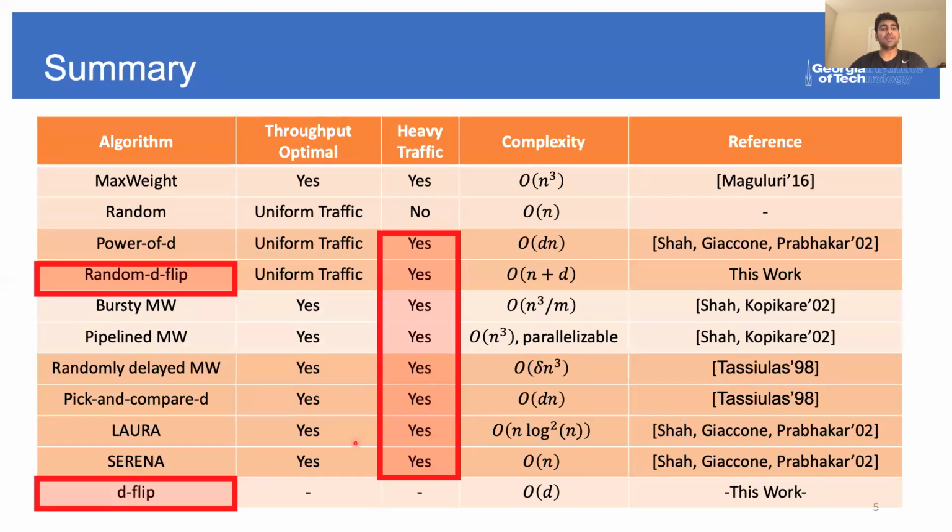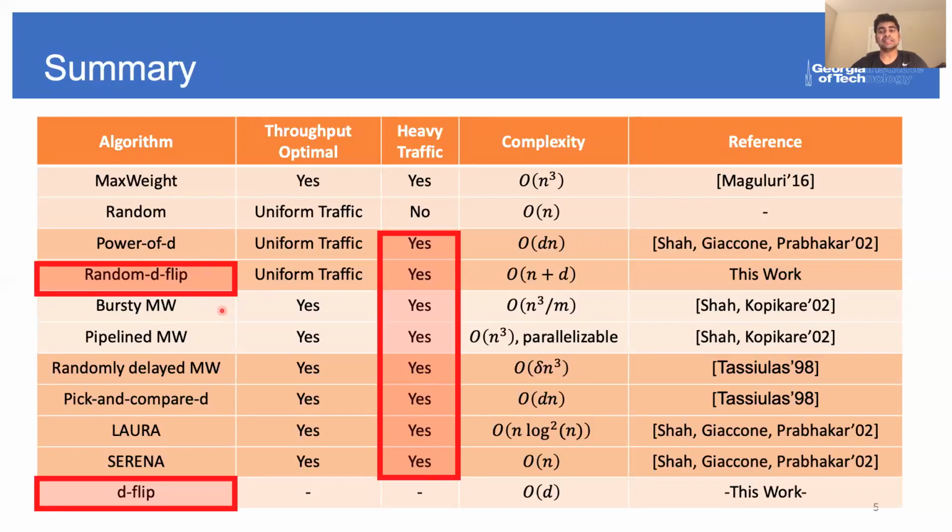This table represents the summary of the work we have done in our paper. We show that there are several classes of algorithms for which the system is heavy traffic optimal. Our results show that random scheduling is not heavy traffic optimal. But there are several algorithms which are slight improvements of random, like power of D and random D flip, which are heavy traffic optimal. But they are not throughput optimal. So we show heavy traffic optimality for these two algorithms only under uniform traffic.